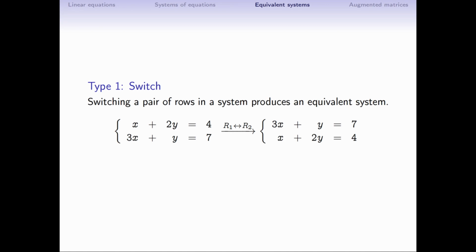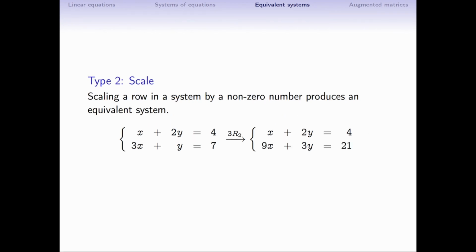These systems are absolutely equivalent to each other. Any solution to the system on the left is going to be a solution to the system on the right, and vice versa. So our first type of operation is going to be called a switch or a type 1 operation. Our next basic operation is a type 2 operation or a scaling.